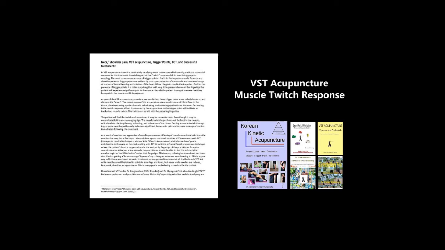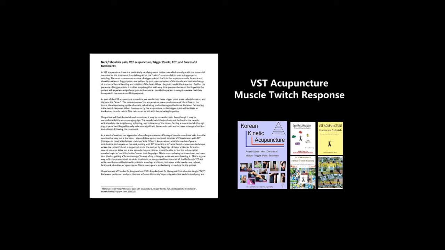The patient will feel the twitch and sometimes it may be uncomfortable. Even though it may be uncomfortable, it is an encouraging sign. The muscle twitch helps to shake out the knot in the muscle, which leads to lengthening, softening, and relaxation of the tissue. Getting a muscle twitch through trigger point needling will usually indicate a significant decrease in pain and increase in range of motion immediately following the treatment. As a word of caution, too aggressive needling may cause a stiffening of the muscle or residual pain from the needles that may last a few days.